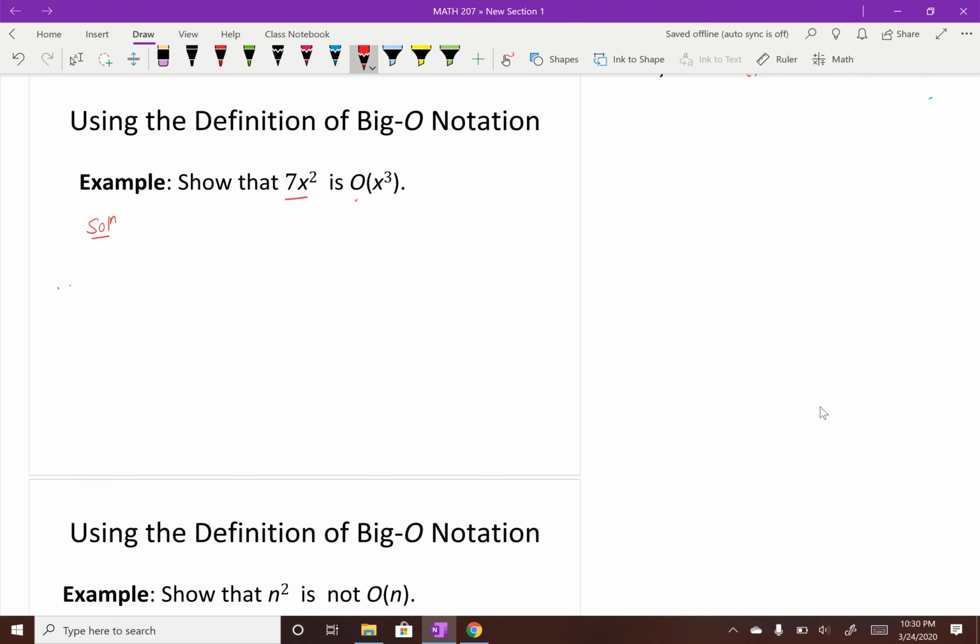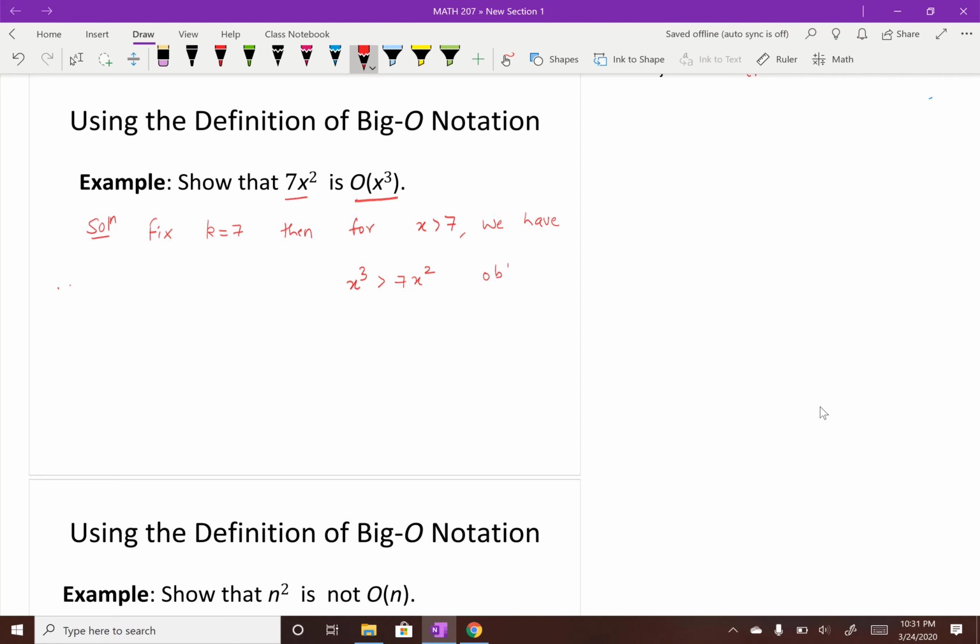Okay, let's look at another example, and this time we have to show that 7 x square is big O of x cube. So if we fix our k equal to 7, then for x greater than 7, if we just multiply by x square on both sides, this side will be your x cube, which is greater than 7 x square.